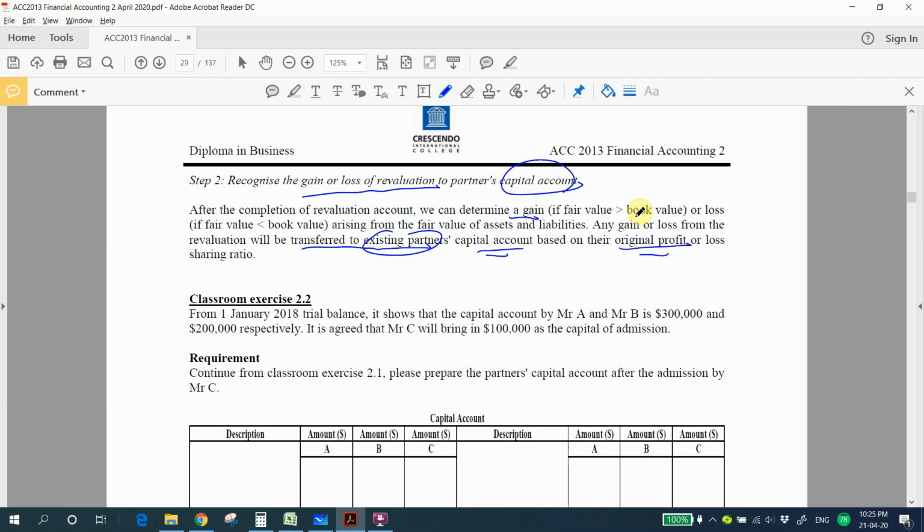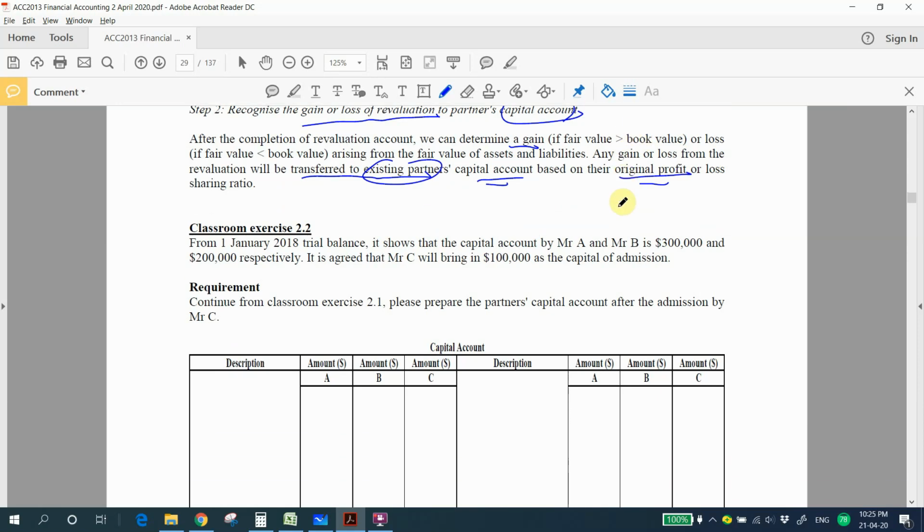So let's try this exercise. Classroom exercise 2.2. From the 1st January 2018 trial balance, it shows that the capital accounts of A and B are 300,000 and 200,000 respectively. It is agreed that Mr. C will bring in 100,000 as the capital of admission. Continue from classroom exercise 2.1. Please prepare the partners' capital accounts after the admission of Mr. C.